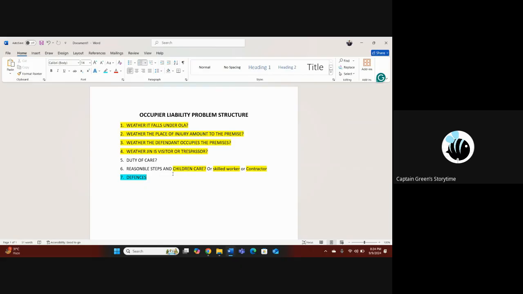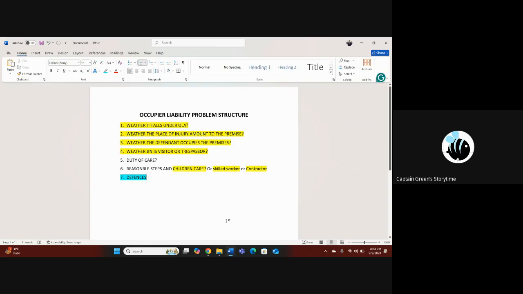Then check whether the person who has been injured is a visitor or a trespasser. After that, you have to come towards duty of care. In duty of care, you should check whether the person is a child, skilled worker, or a contractor. Out of that, if it is a skilled worker or a contractor, then you should apply your duty of care steps, and then you should check reasonable steps and then apply the defenses if any are applicable.